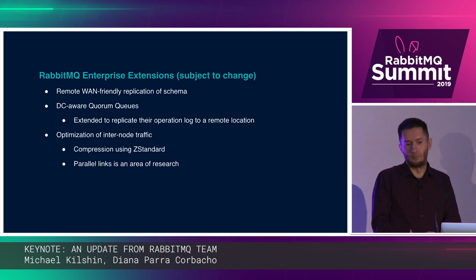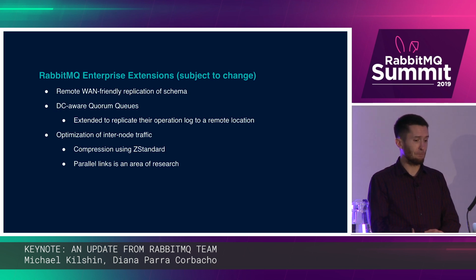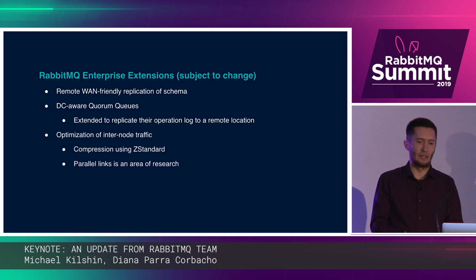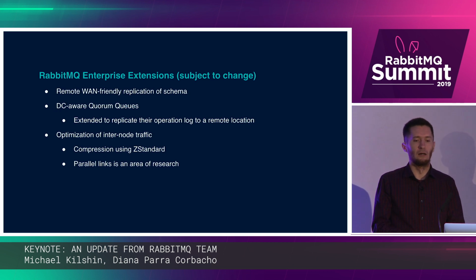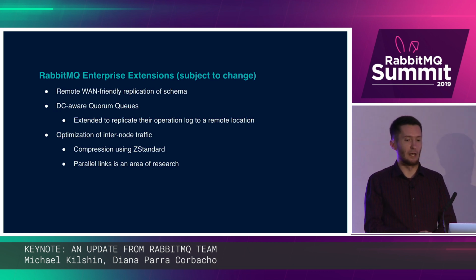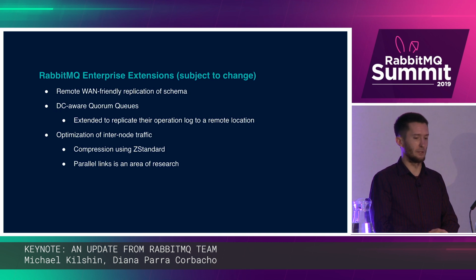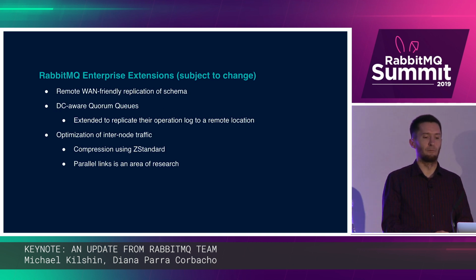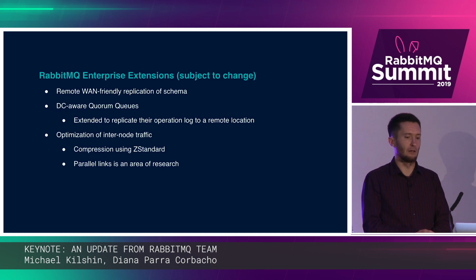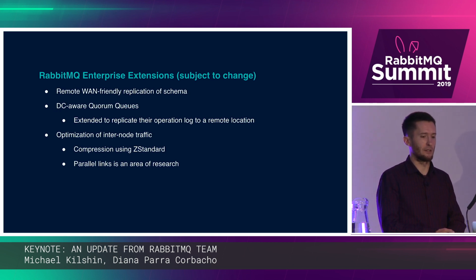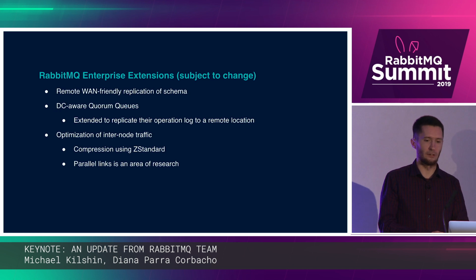So what are some of those more advanced extensions? Many users would like to have a wide area network-friendly replication of schema: your queues, users, permissions, all of that. So for example, you can have a hot standby a little bit easier. Multi-data center quorum queues: it's reasonably easy to extend that idea to, again, wide area networks.